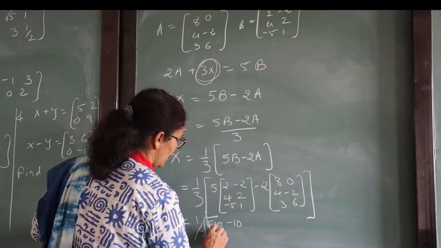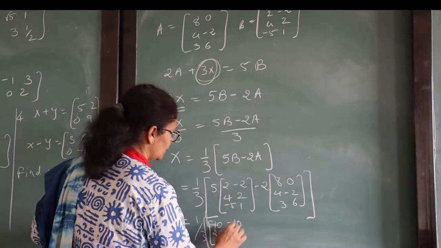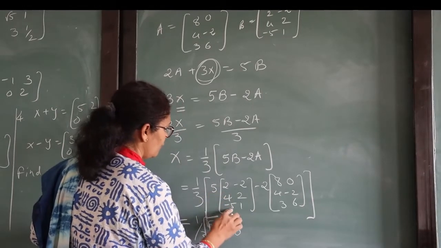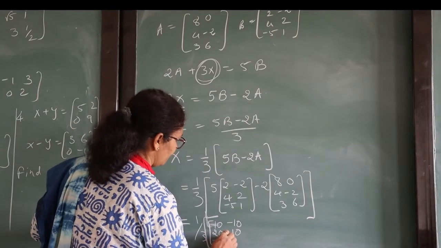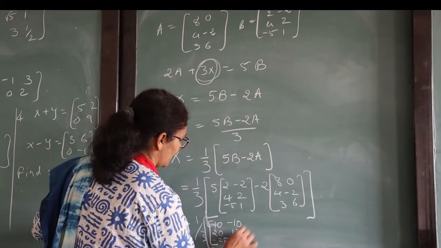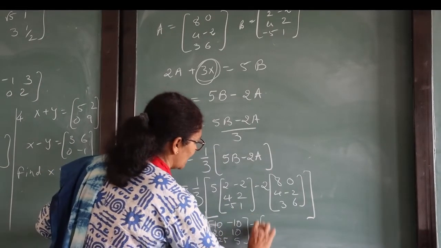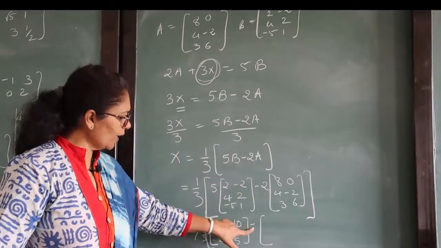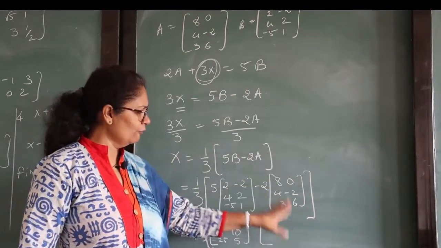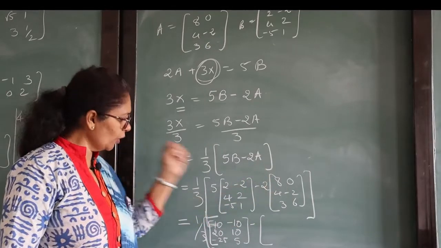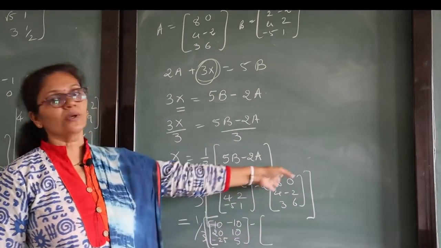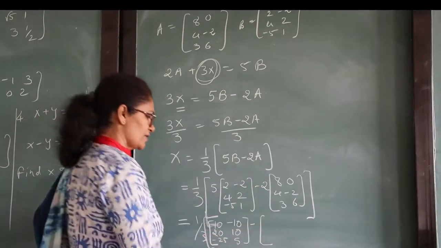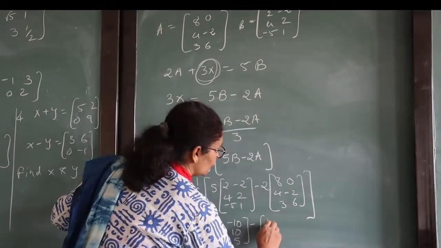5 4s are 20. 5 into 2, 10. 5 5s are minus 25 and 5 1s are 5. First one complete, minus. Let's multiply with 2. You can do it two ways. If you want to write an addition sign here, you multiply the full matrix with minus 2. If you want to keep the minus sign here, you can multiply with plus 2. It doesn't matter how you want to do it.